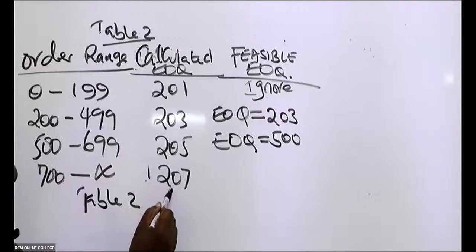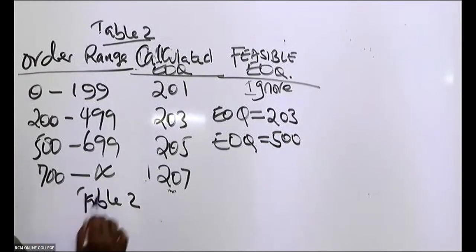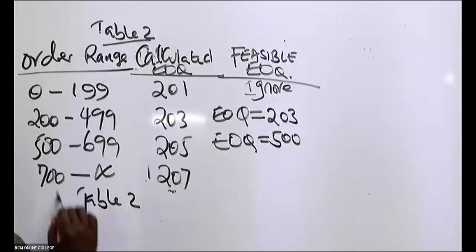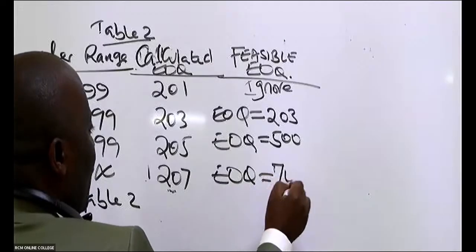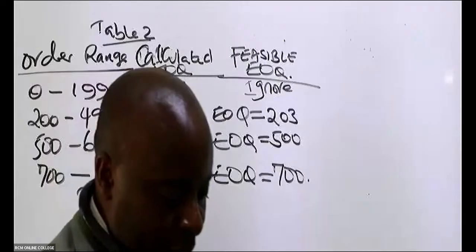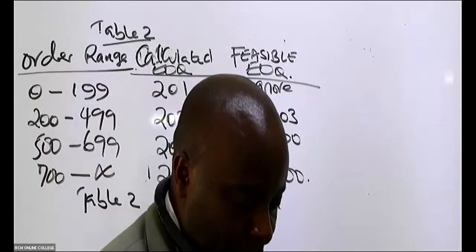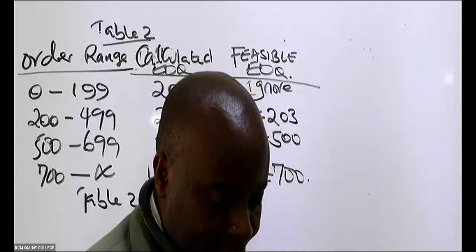The same is applicable to 207. It's less than the range. It's a dwarf in comparison to this class. So in this case, the EOQ to be evaluated is 700. The EOQ to be evaluated there is 700.